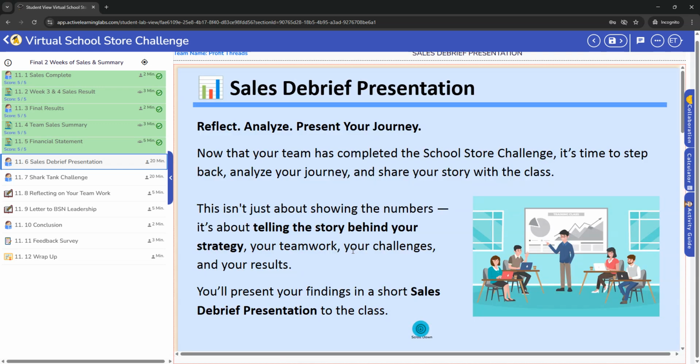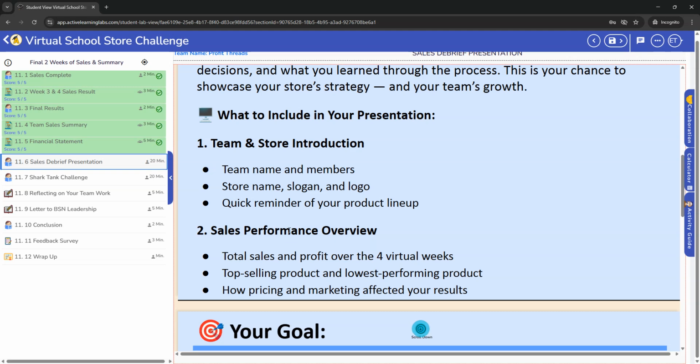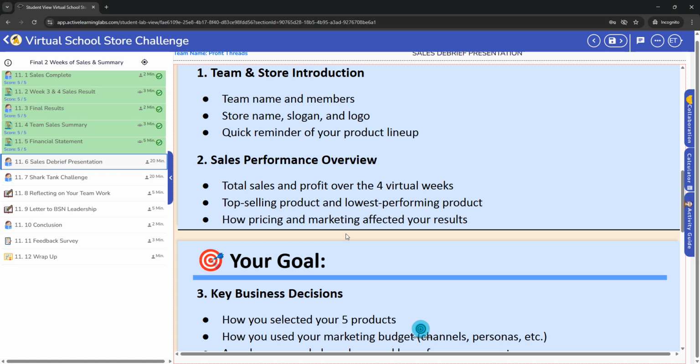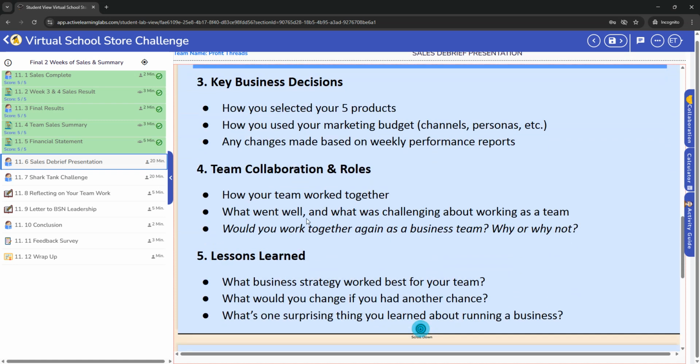Next is a sales debrief presentation where the teams will sit together and prepare a slide deck to present their whole experience of this virtual school store challenge, how their team worked together, and their sales performance overview, their logo, the products they selected, and the results over the 4 weeks, and the key business decisions they took, and their team collaboration and roles.